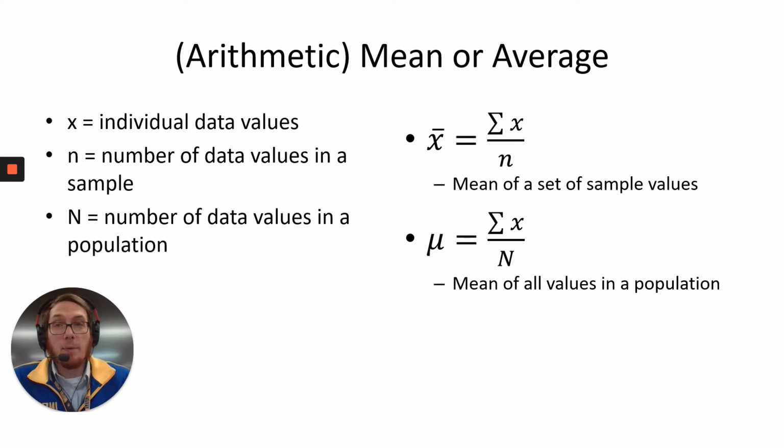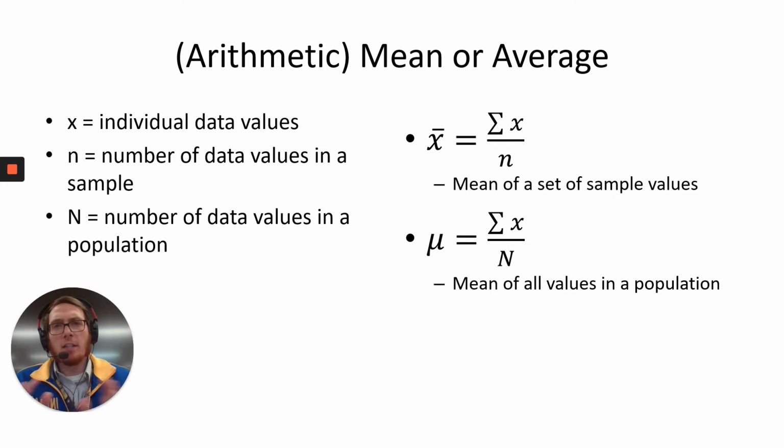So, for example, all of these pieces of information on this slide about the arithmetic mean or average are important to understand what the variables and symbols represent. X always represents an individual data point. Okay, so if my test grade was a 90%, X equals 90 would be my data point. Lowercase n is the number of data points in a sample. Uppercase N is the number of data points in a population.